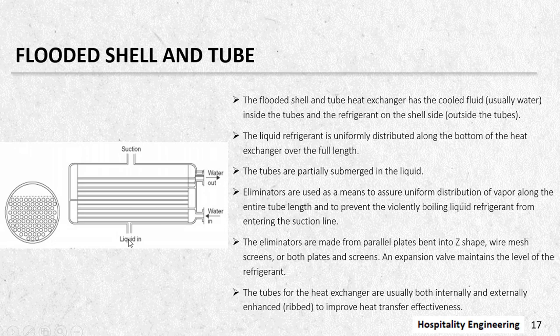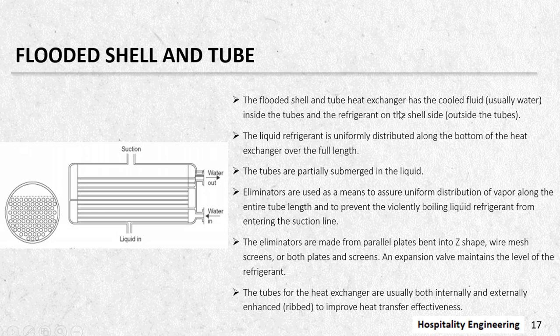The liquid means refrigerant. The refrigerant flows completely throughout the shell. So this type of heat exchanger is called a flooded shell and tube evaporator. Now you can see there is some area where the gas gets accumulated, then this gas goes to the compressor.